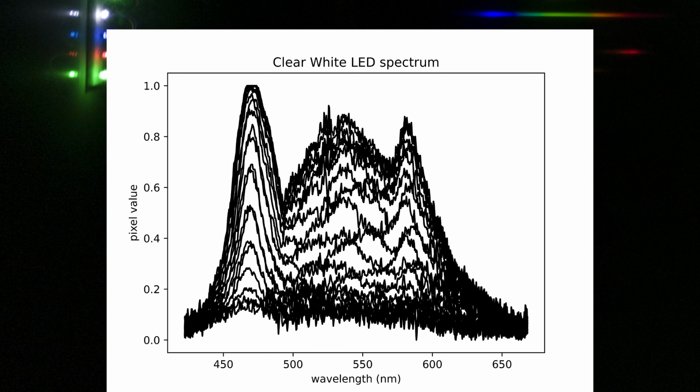And this is the clear white LED. It's composed of a very well-defined blue peak and also the green peak, which is our eyes' max sensitivity, and also the yellow peak at less than 600 nanometers. So it comes from the ultraviolet and the yellow of the yellow phosphor.